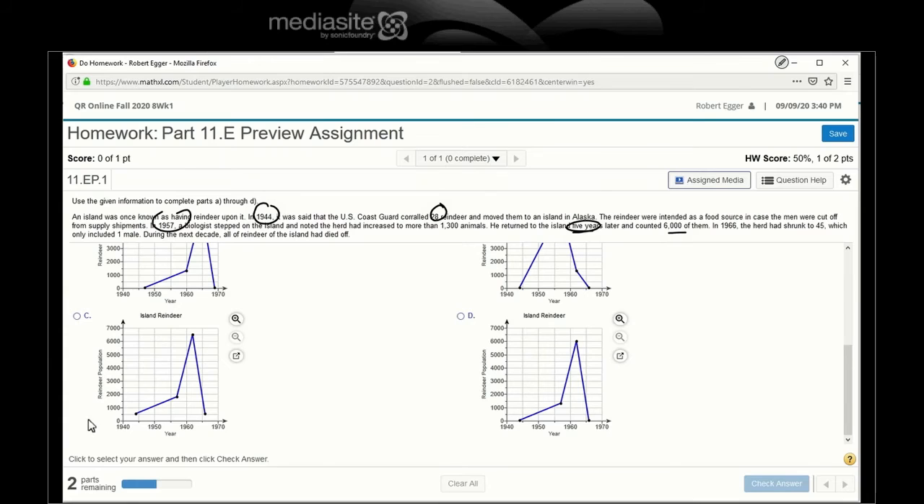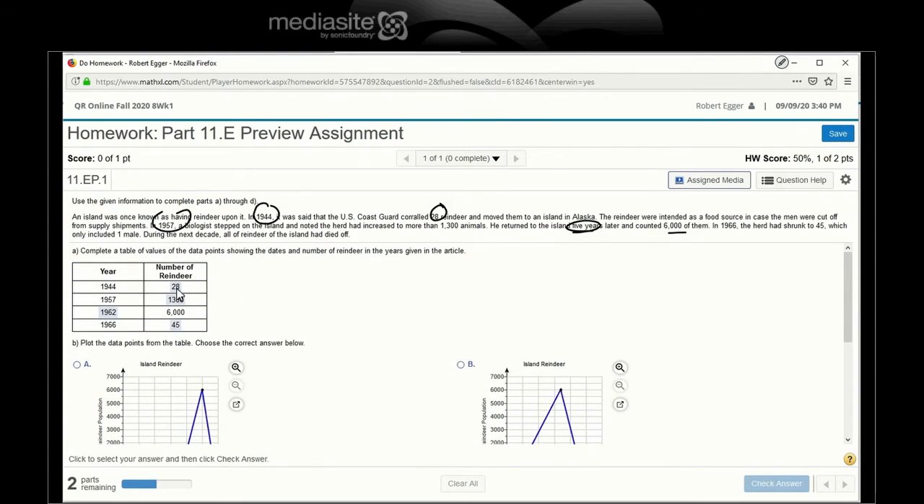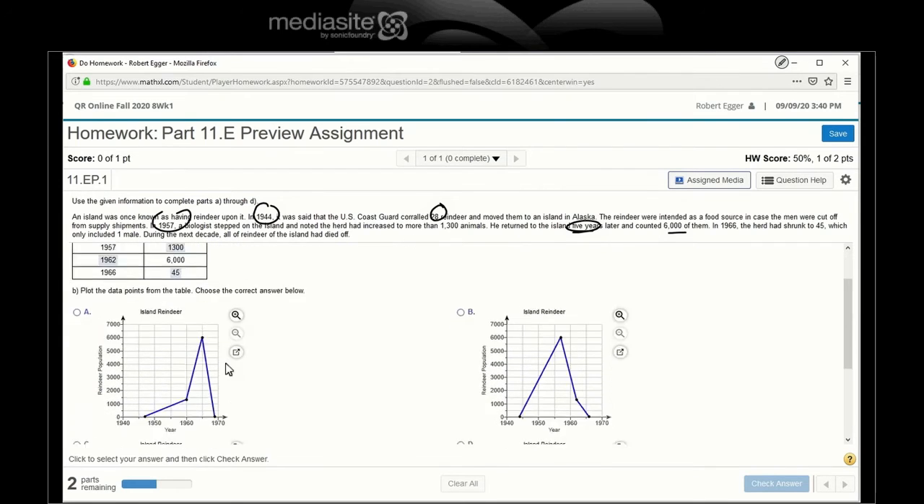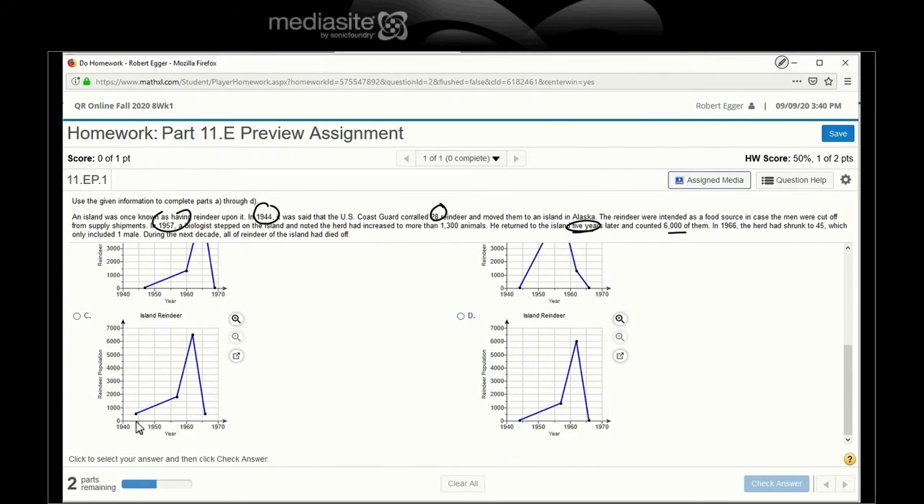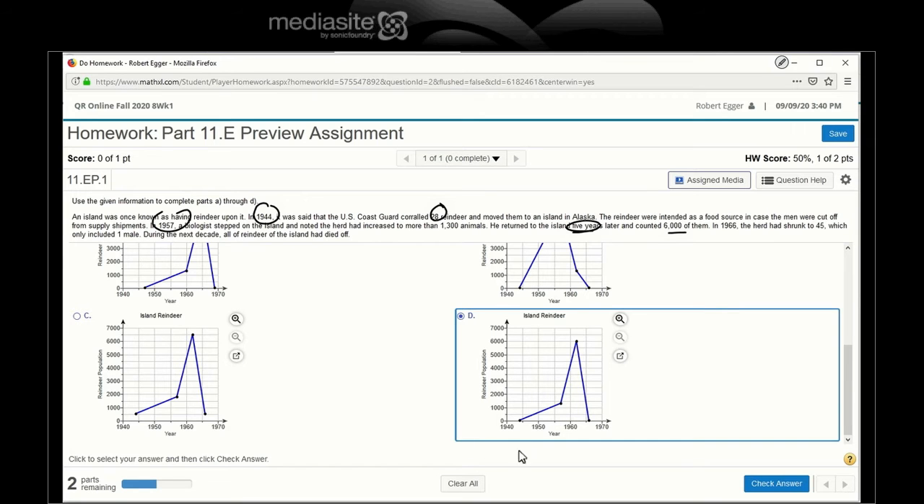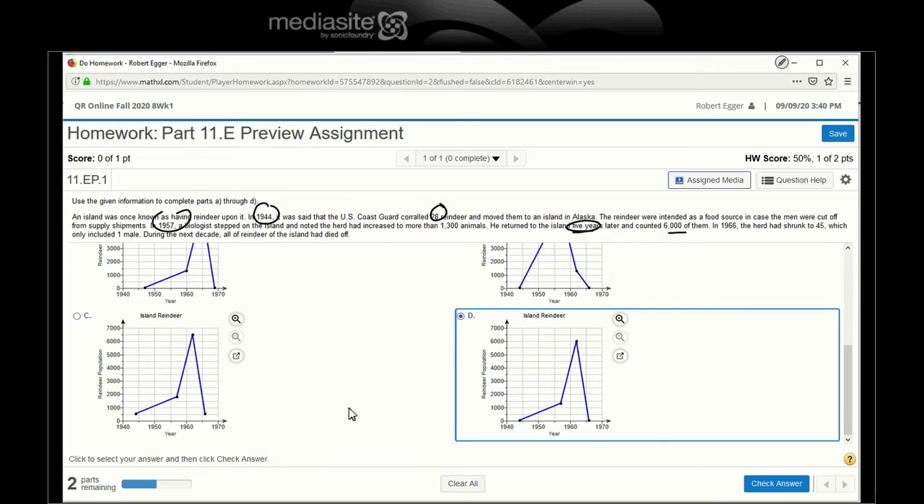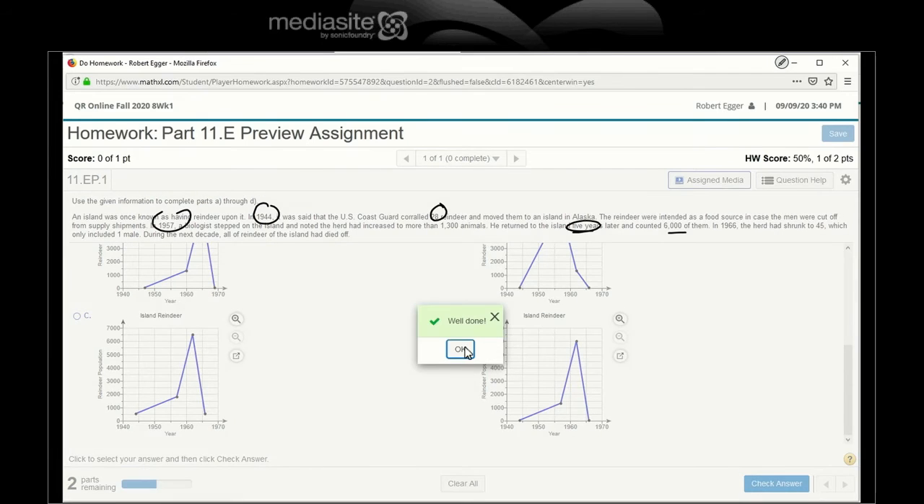C and D, well, this first point here is like 500, not 28. And 1,300, and here that's like 500. That's like 1,750. So these points are wrong. So I got this only one left. So 28, that's about 1,300, 6,000. Check answer.